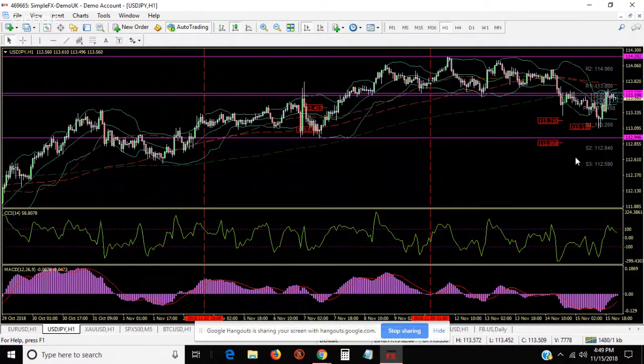And we can't always determine how close to support it's actually going to go before it turns around. Sometimes it'll stop right on the number. Sometimes it'll go through it and turn around and come back. And then other times it'll do just what it did today. So I need to lock in some profits.